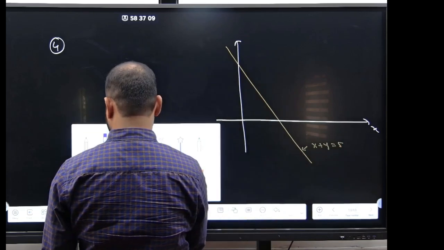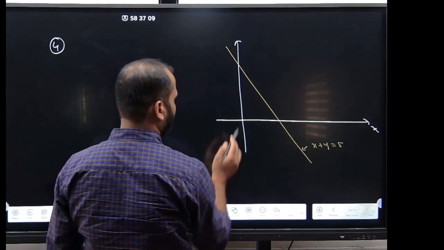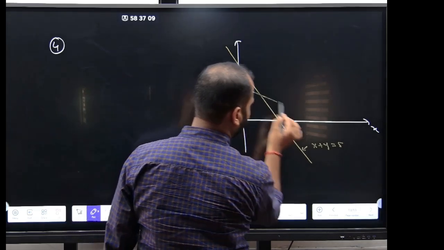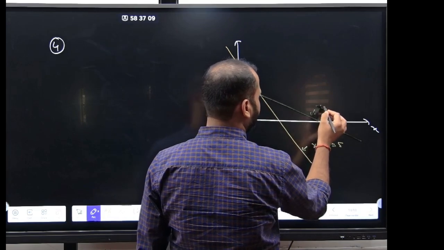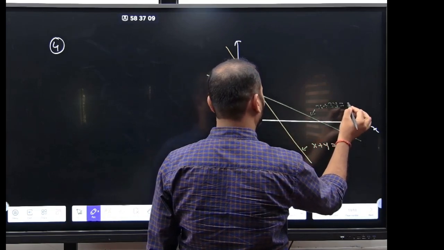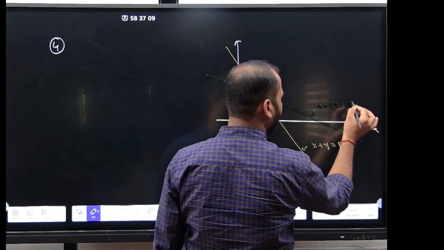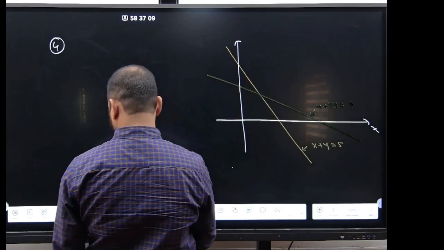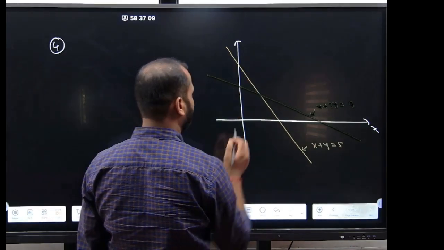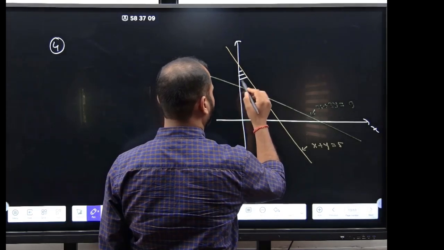One more line is there, right? So both lines are intersecting somewhere. Let it be like this. What is this equation? x plus 3y is equal to 9. Correct. So now we know that they are saying that feasible region, right? This is the feasible region.